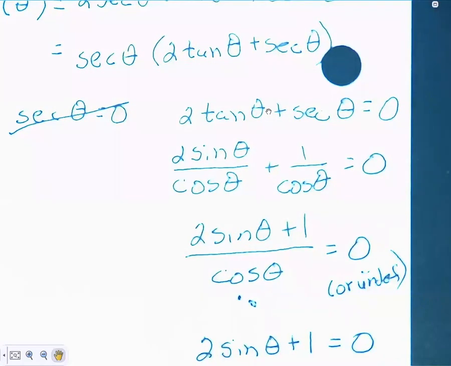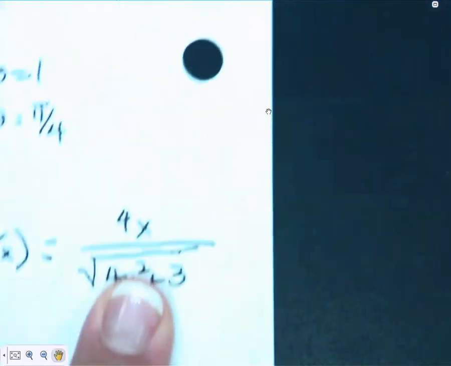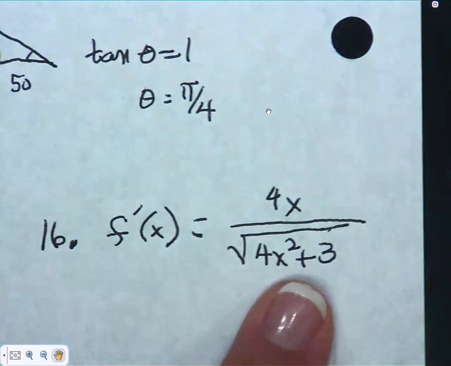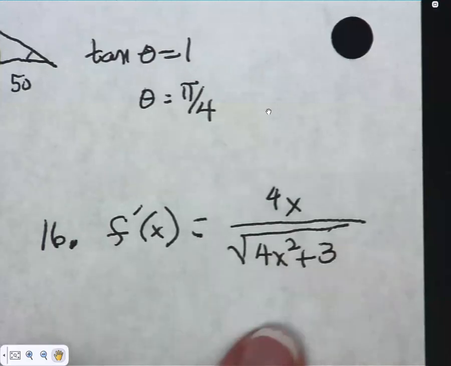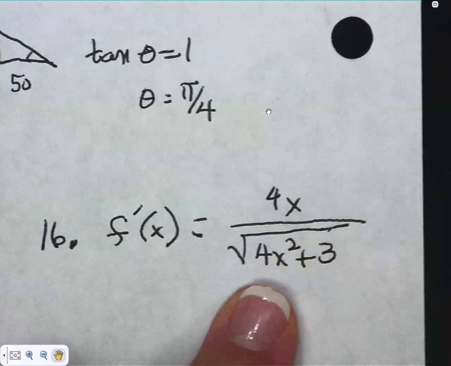On the retest, number 16, it said find where the tangent line is horizontal. Several folks got the derivative, but didn't know how to find what makes that fraction equal 0, which made me really, really sad. Because what makes a fraction 0? Whatever makes the numerator 0, and what makes that numerator 0? 0. So 0 was the value of x that made that derivative, or that tangent line, horizontal on the retest.